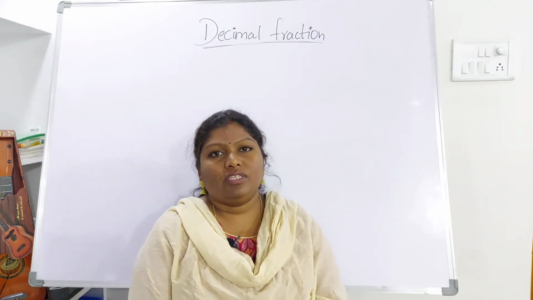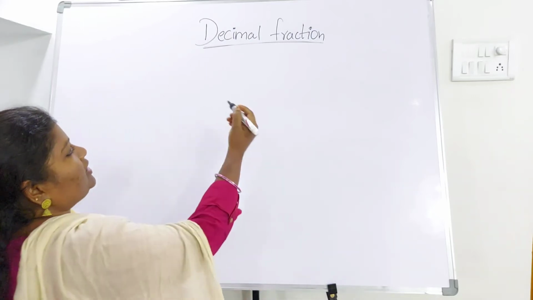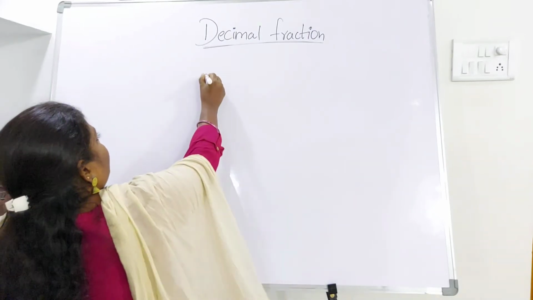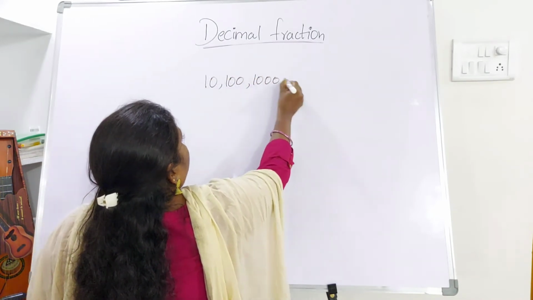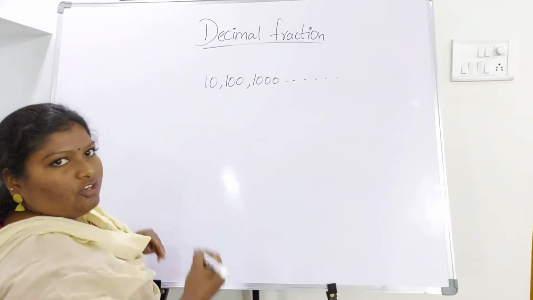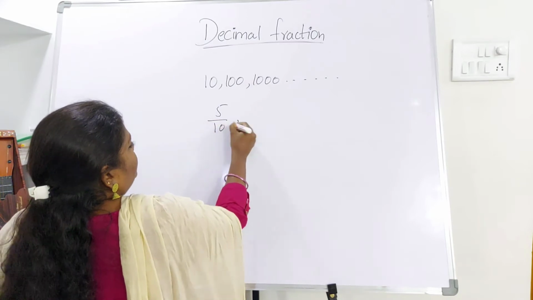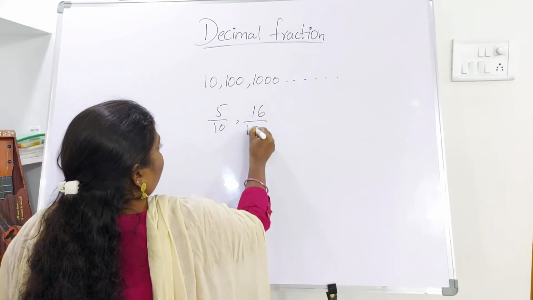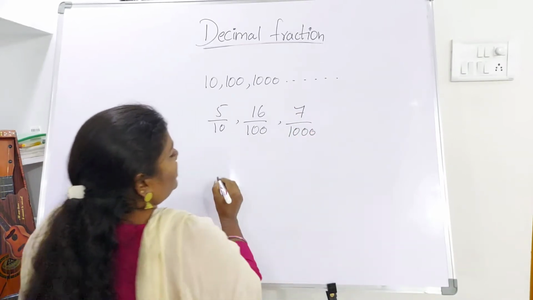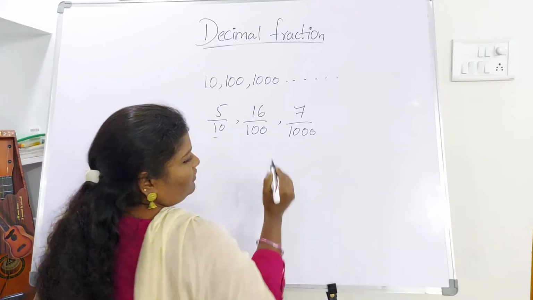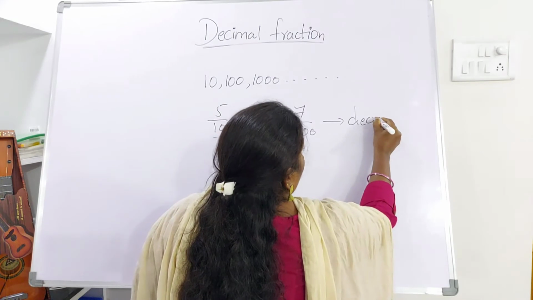Today I'll be introducing the decimal fraction. So what is a decimal fraction? A decimal fraction is nothing but a fraction having 10, 100, 1000, that is, multiples of 10 in the denominator. So 5 by 10, 16 by 100, 7 by 1000. Any fraction having 10 or multiples of 10 in the denominator is called a decimal fraction.